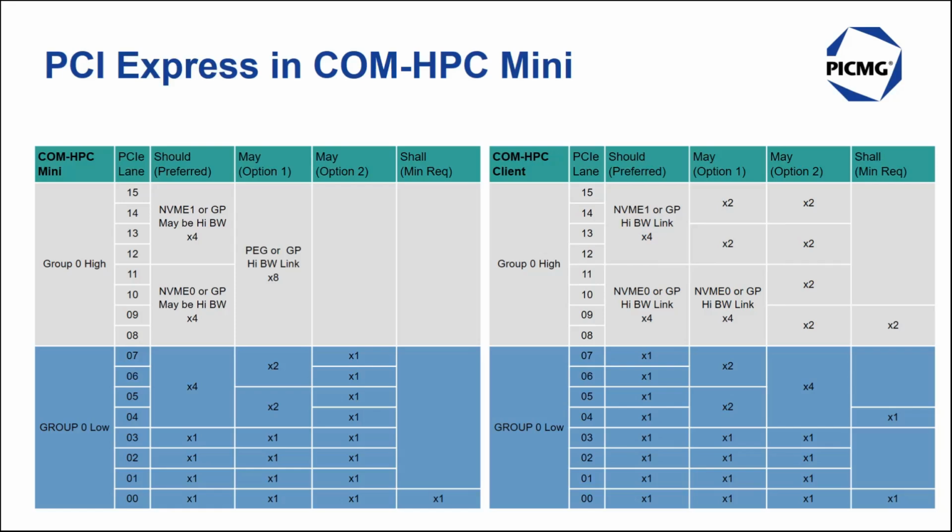The server type has a slightly different recommended fill order for group 0, which I don't want to go into further. However, there is an important difference in PCI Express group 0 between Mini and client type. The COM-HPC Mini uses a modified AC coupling capacitor concept in PCI Express group 0 low.